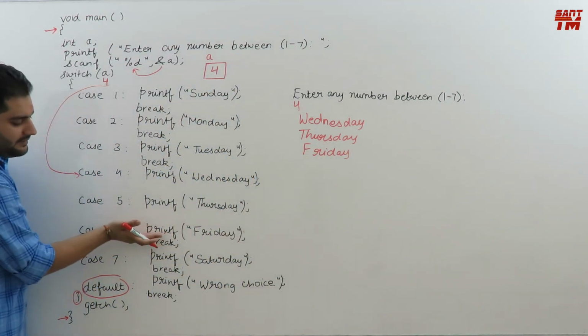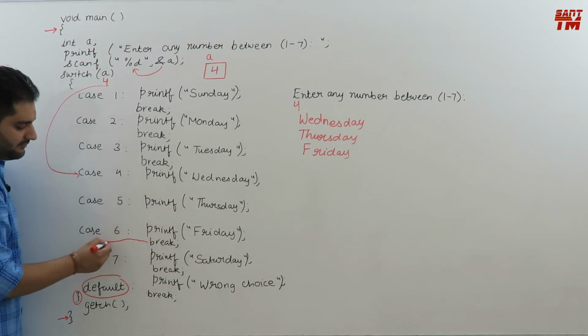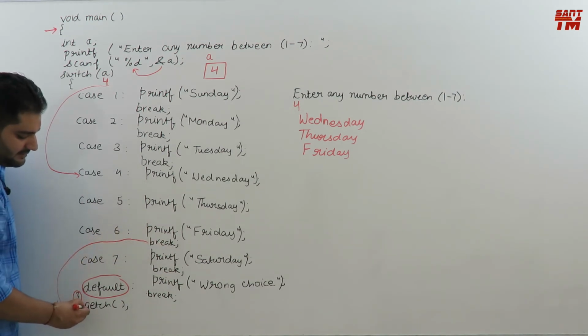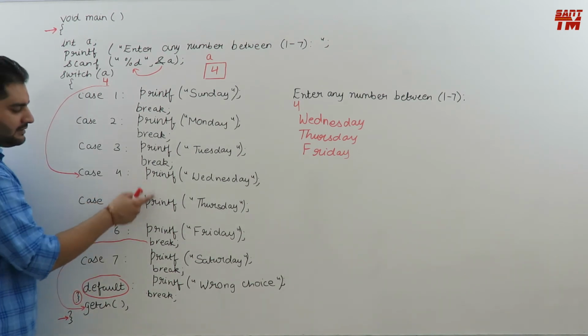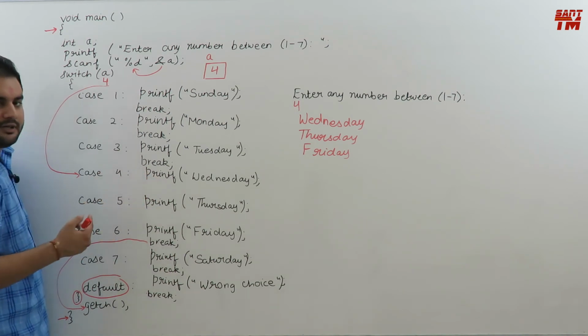So after printf Friday, break is there. Now this break will take us out of the switch case, that is, to the statement after the switch case closing, that is getch, and the program will terminate. So what has happened is, due to missing breaks, all the in-between cases also got executed.